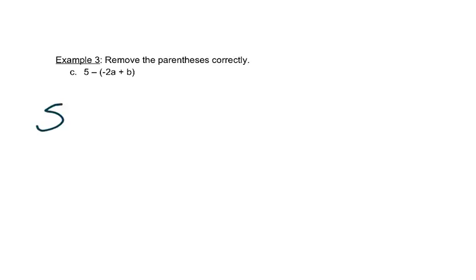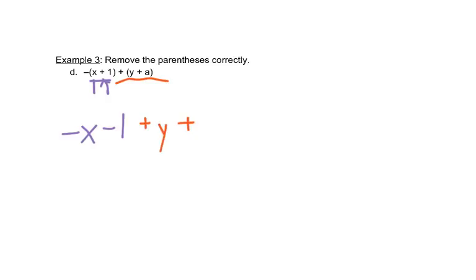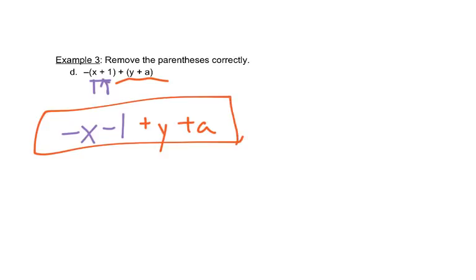So here we keep the 5 out in front. This means the opposite of everything we see inside. So the opposite of negative 2a would be positive 2a. The opposite of b would be negative b. Here we have a negative in front of these parentheses, so an opposite of x is negative x, and the opposite of 1 would be negative 1. Now these parentheses have a plus sign in front, so that means that we're not doing anything with it, and the parentheses aren't really needed. So we can just drop them.